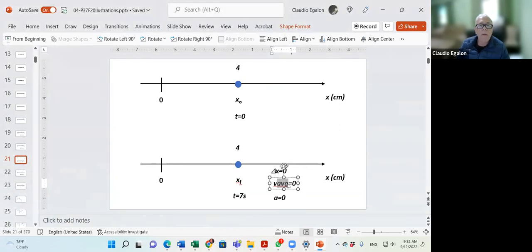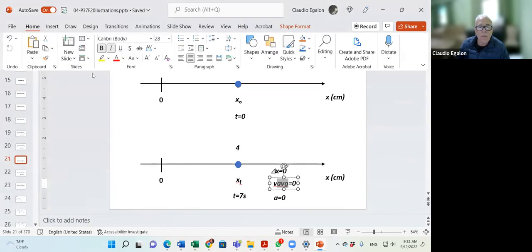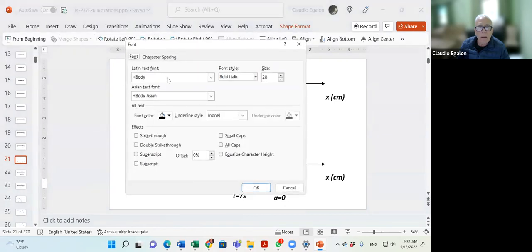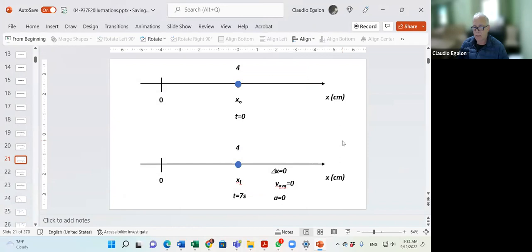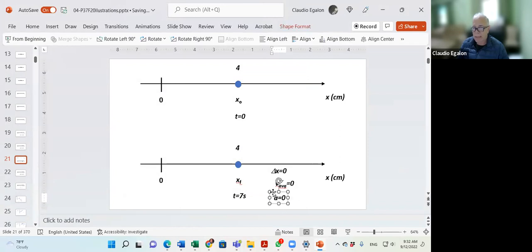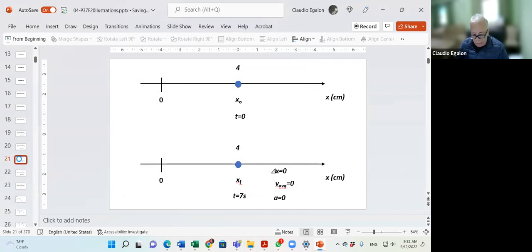Let me get this in here. Home. Font. Here you go. Subscript. Yeah, now I got what I want. I'm not going to mention this other quantity yet. A little bit too early to talk about it, so I'm going to delete that for you. Okay.